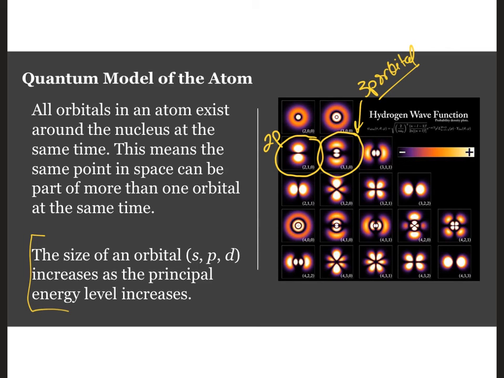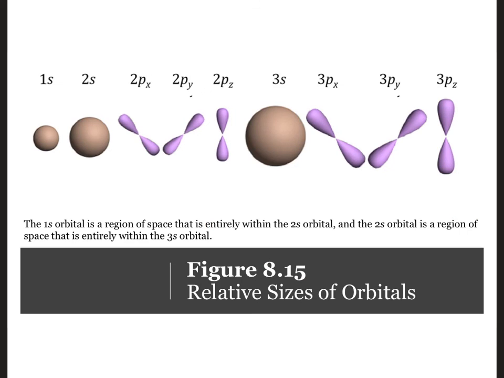Let's take a look at another image. Here the images of the s and p orbitals are not overlapping, so you can see the relative sizes. You can imagine the 1s orbital nested inside the 2s orbital, which is nested inside the 3s orbital, and so on. The same orbital nesting occurs for the p, d, and f orbitals too, as the principal energy level increases.